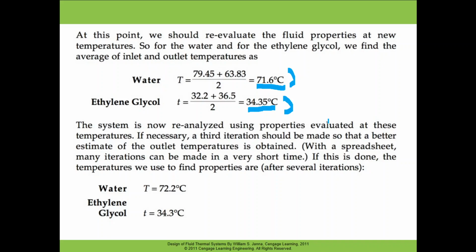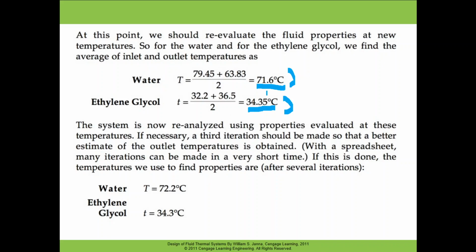So we have to do the second iteration to check that our final temperature and properties are not very much different. The system is now reanalyzed using the properties evaluated at this temperature, and if necessary, a third iteration should be made so that a better estimate of the outlet temperature is obtained. But that is only if necessary. After the second iteration, if your properties are differing too much, then you do the third iteration, and if not differing too much, then you don't need to do a third iteration.